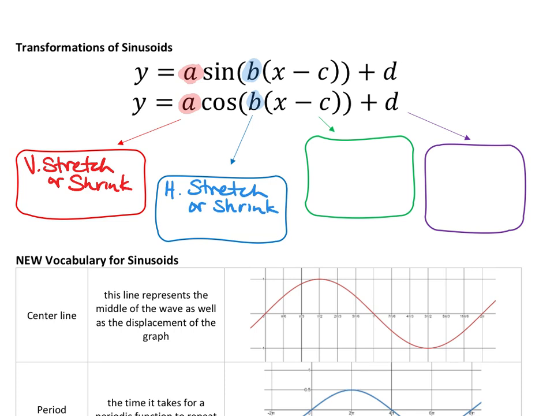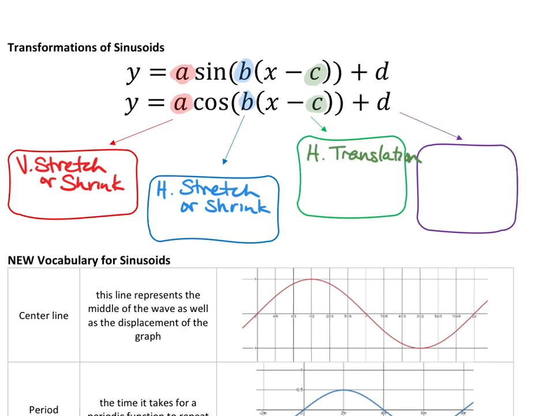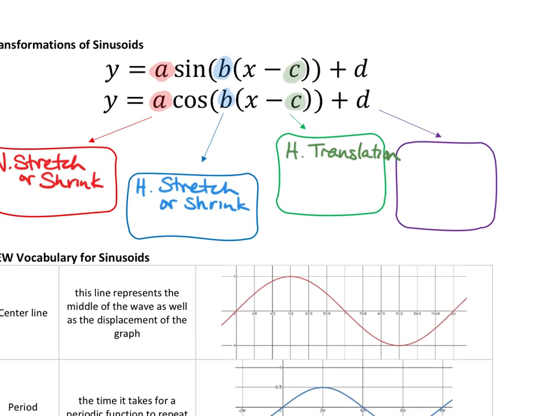If we were to be adding or subtracting a number on the inside of the function itself, does anyone remember what that would be called? Horizontal translation. And last but not least, if you have a number added or subtracted at the end of the function itself, what was that called? Vertical translation.